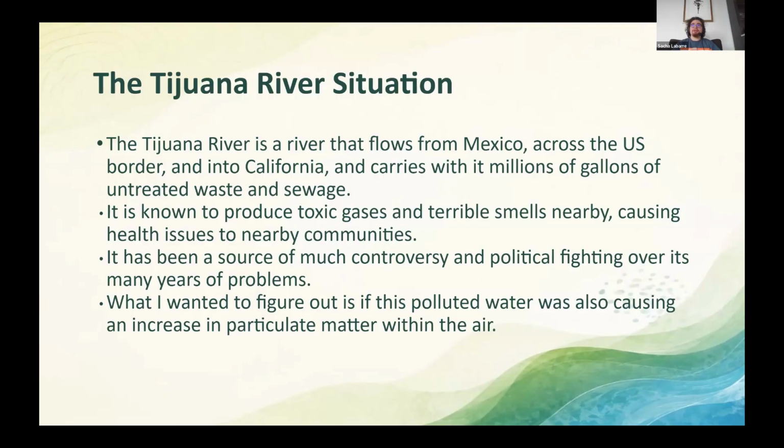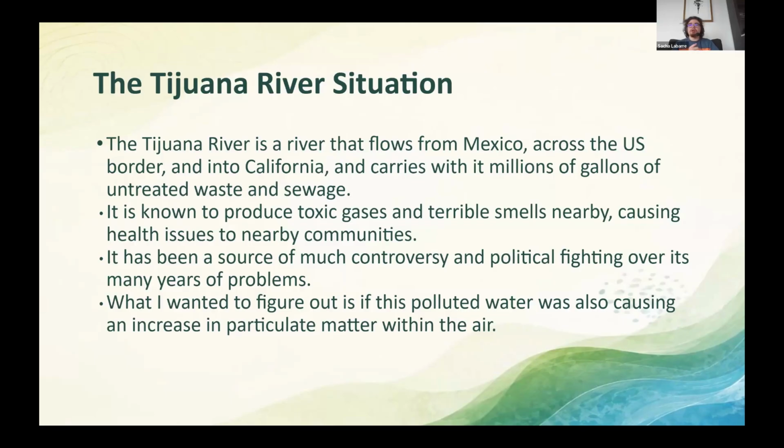It has been an international issue for quite a while, as it is used as a dumping ground for a ton of waste and sewage by Mexico, and then it flows into the United States, bringing all of those problems with it. So it causes many toxic gases. There are terrible smells, and there's a bunch of conditions that are aggravated by it.